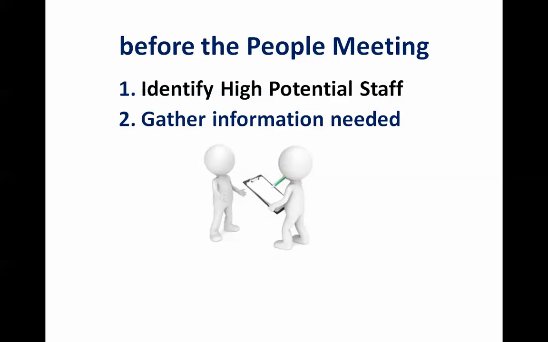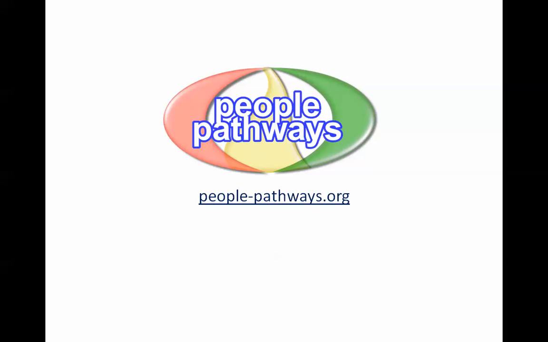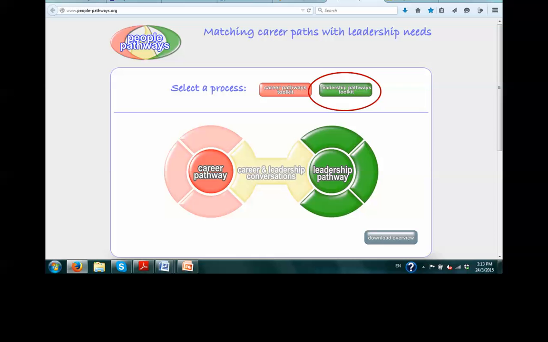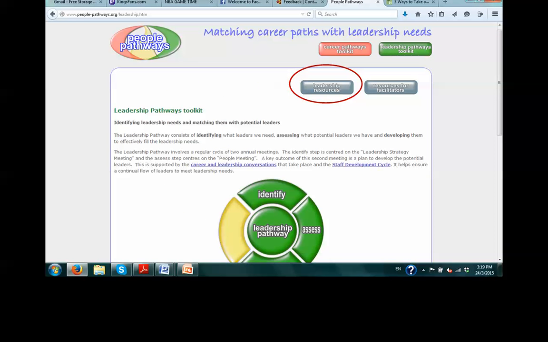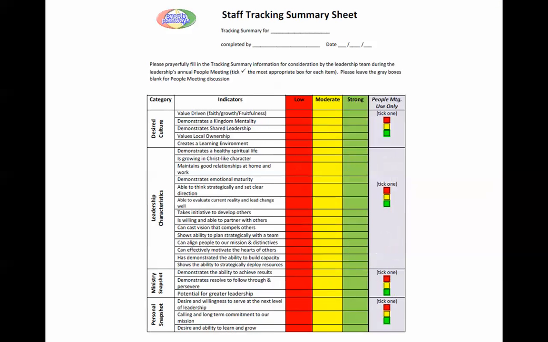This information primarily comes from the staff tracking summary sheet, which is completed by the team leader of the high potential staff. We're going to take a look at this sheet, but remember, to find it, go to our people-pathways.org site, click on the Leadership Pathway Toolkit, and then click on the Leadership Resources button. From there you can open the Staff Tracking Summary Sheet.